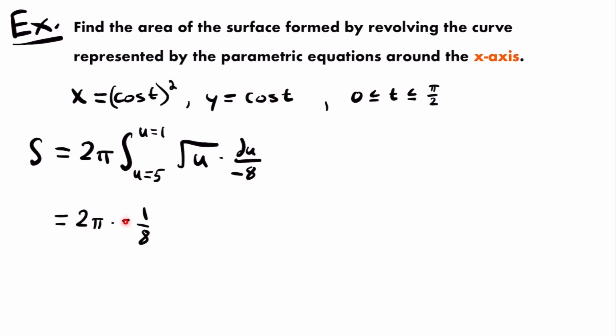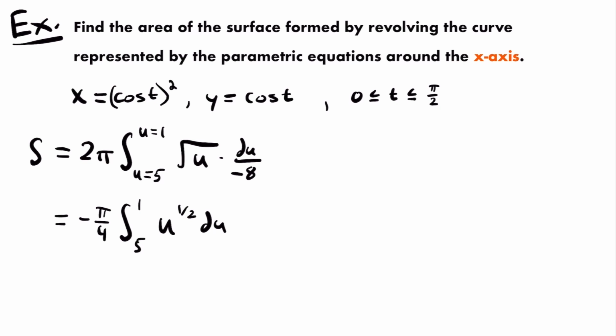So really we'll just have negative pi divided by 4. So I'll erase this. 2 pi times negative 1/8 will be negative pi divided by 4. And so that will be multiplied by the integral from 5 to 1 of u to the 1/2 power du. All right, so I just rewrote the square root of u to be u to the 1/2 power, just so it's easier to see how we can integrate that term by using the power rule of integration.